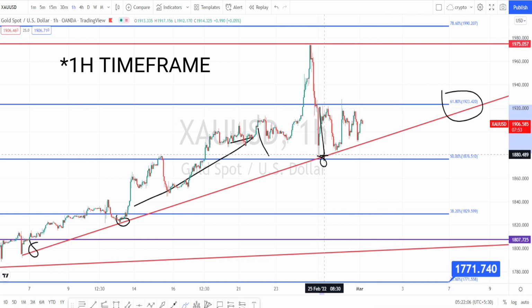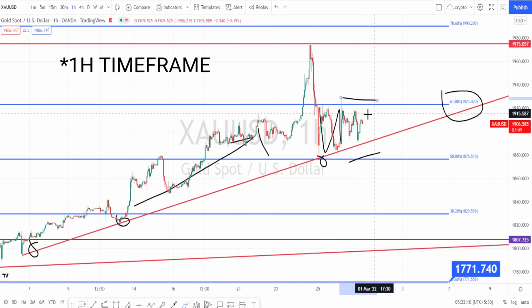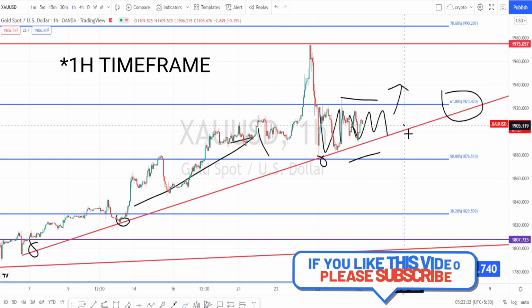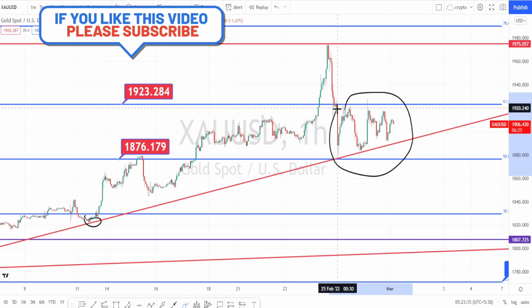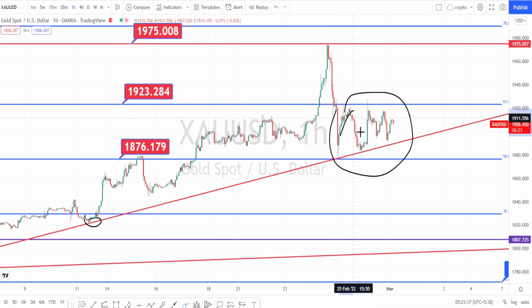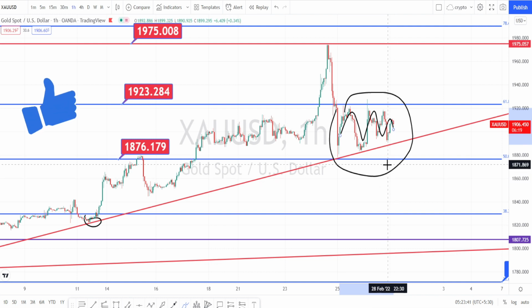So it is sort of consolidating within this trend line and the resistance line, and it is forming into a triangle pattern. Triangle means consolidation. Let us wait and see if the price action breaks on the bullish side or on the bearish side. So when we analyze the price action in 4 hours time frame, it is going nowhere, it is only moving sideways. Let us mark the Fibonacci support and resistance levels.